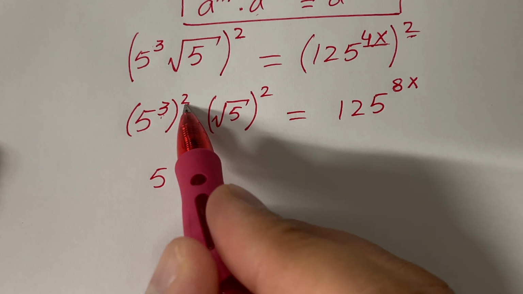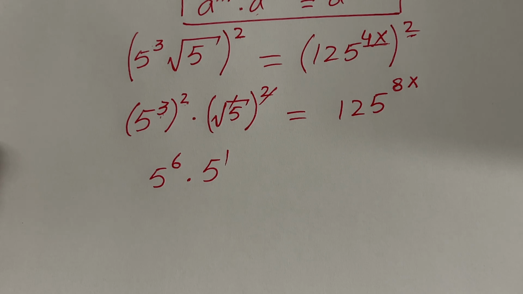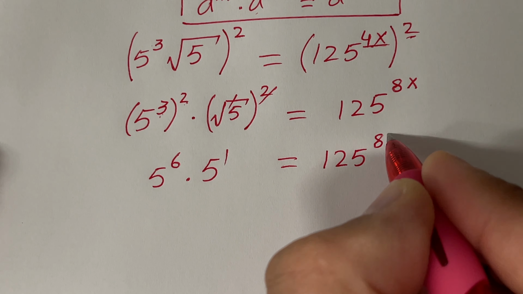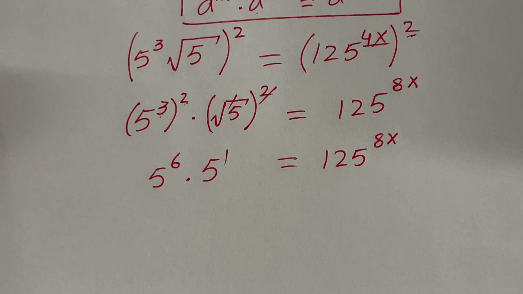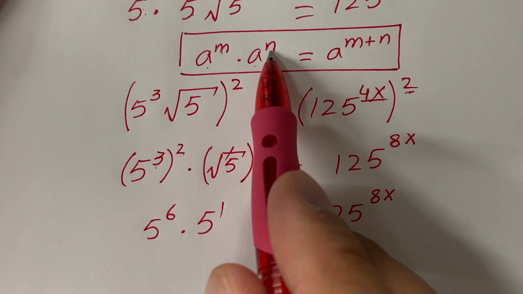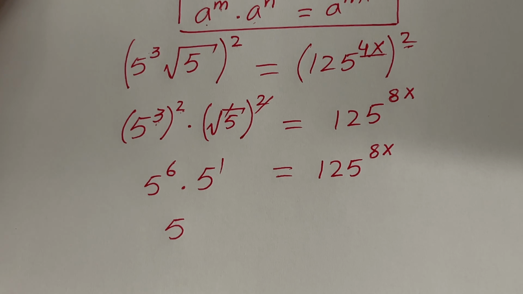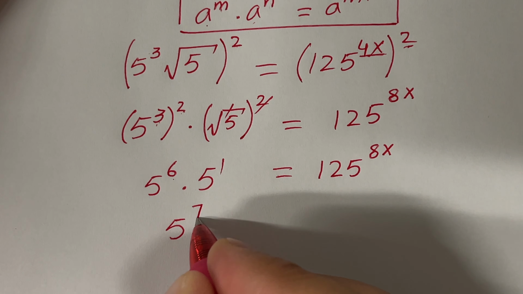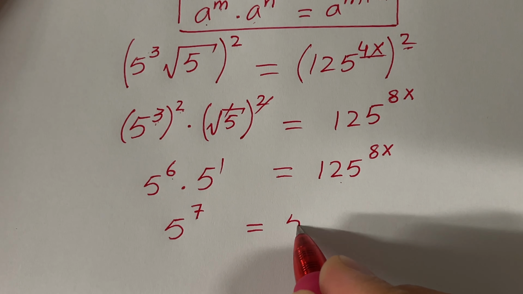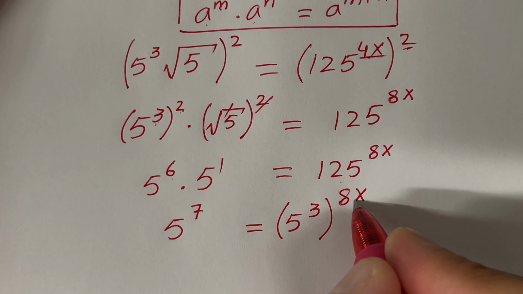Okay, now again by using the very same property, we will multiply the exponents. 5 raised to the power 3 times 2 is 6, and these two guys will cancel each other, so we will have 5 raised to the power 1, and on the right hand side we will have 125 raised to the power 8x. Okay, now by using this property, a raised to the power m times a raised to the power n means just add the exponents. So we will have 5 raised to the power 6 plus 1 is 7, and on the right hand side we have 125 is 5 raised to the power 3, and we have raised to the power x.